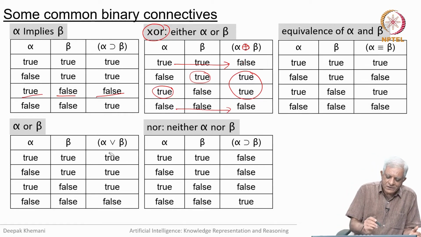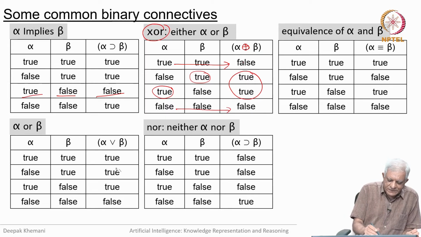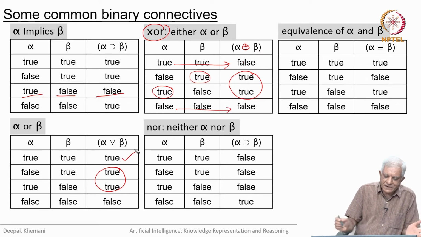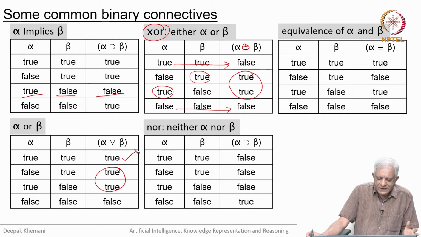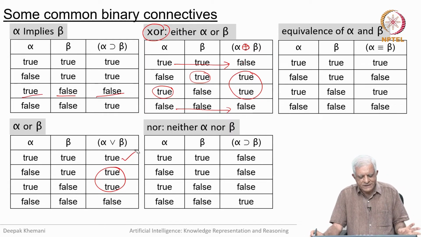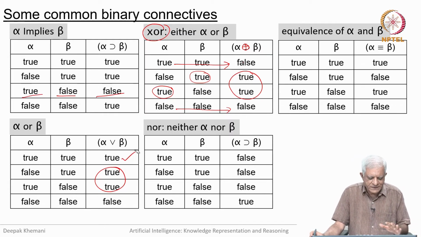The logical OR is a little bit different from XOR, in that these two middle cases are true like in XOR, but this case is also true, which means alpha is true or beta is true, and that is the logical OR. Logical OR says that as long as one of them is true, alpha or beta is true. XOR is what we mean by saying that either one is true or the other is true essentially.